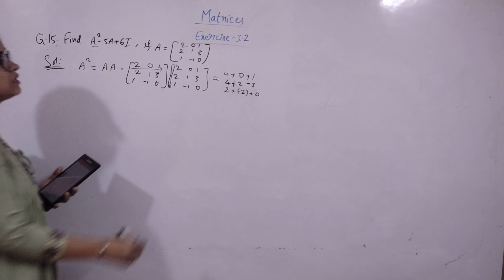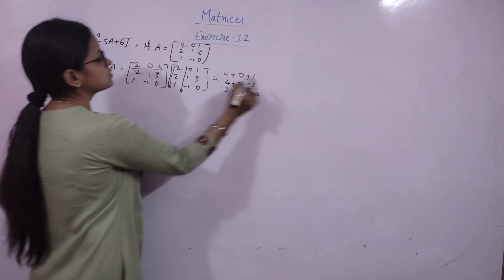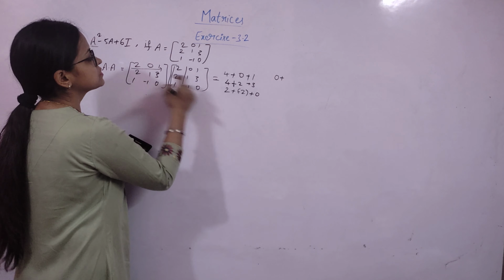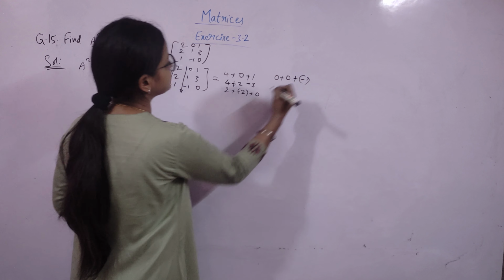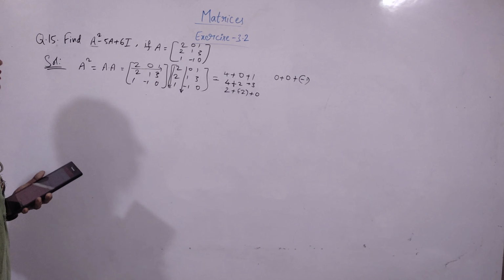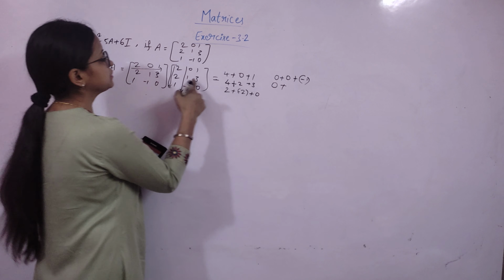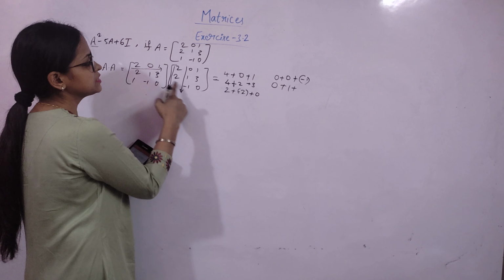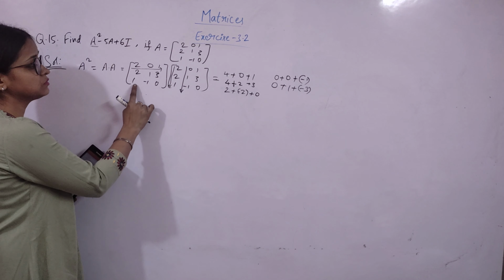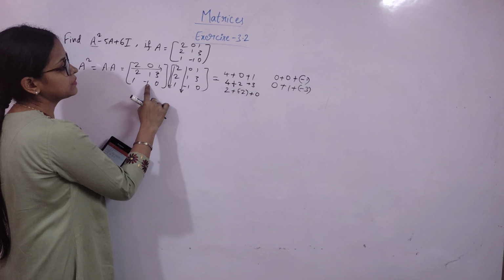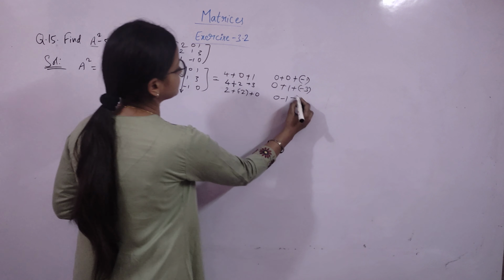Now we have to multiply with the next column, the second column. 2 into 0 is 0, plus 0, plus 1 into minus 1, it is minus 1. Next, second row: 2 into 0 is 0, plus 1 into 1 is 1, plus 3 into minus 1, it is minus 3. Next, third row: 1 into 0 is 0, minus 1 into 1 is minus 1, plus 0.